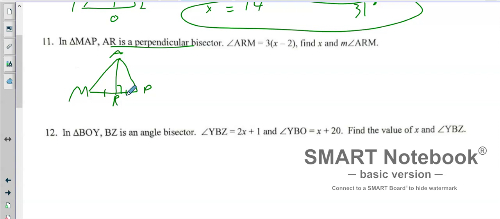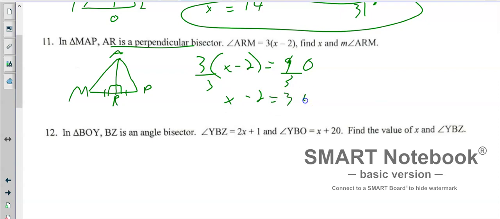ARM, which is also 90 degrees. So we just put 3x minus 2 equals 90. Now I'm not going to show you both ways again because I've already done it, but I'm going to take the shortcut and divide by 3 and get x minus 2 equals 30. So x equals 32. It also said find ARM. Well, again, that's easy. The measure of angle ARM is 90 degrees.